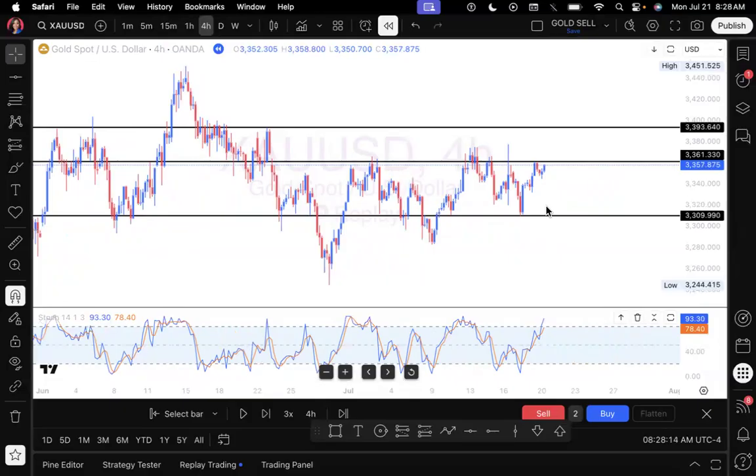So I ask myself these questions. Have you set your support and resistance? Is the market near a key level? And in this case, we can see the market is near a key level, right?